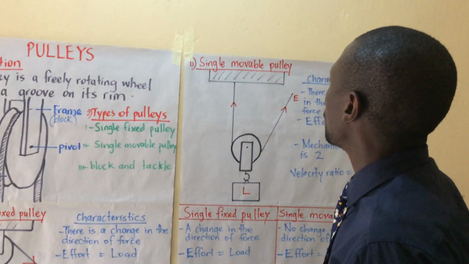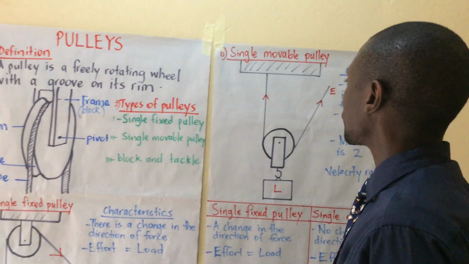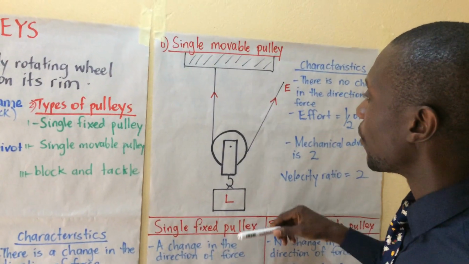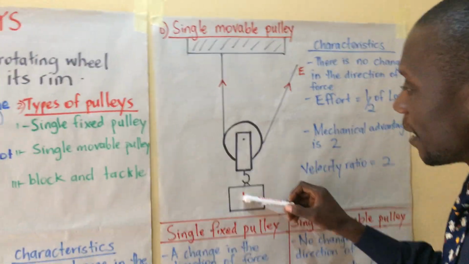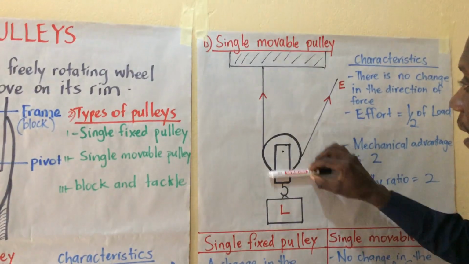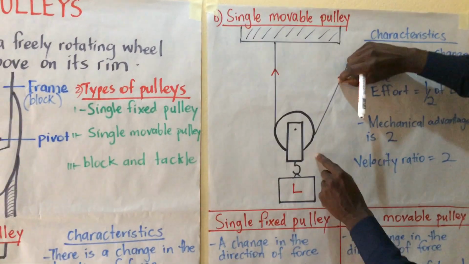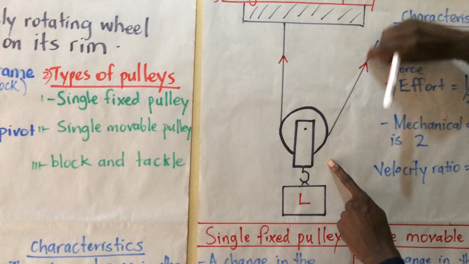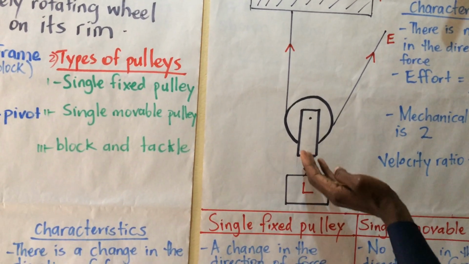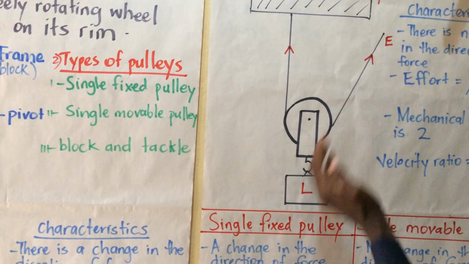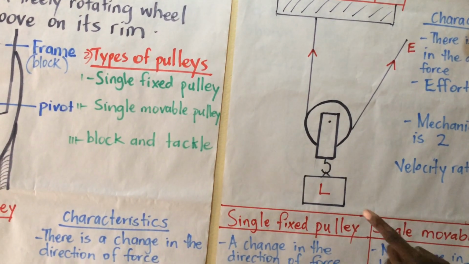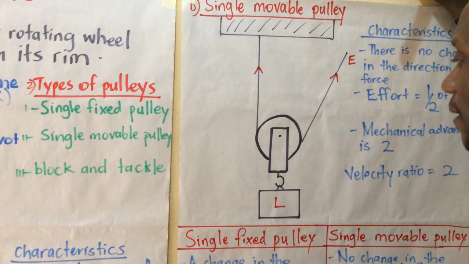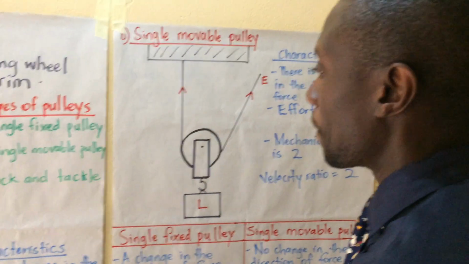Then we move to the single movable pulley. It's called single movable. It's single because it's only one. Then it's called movable because it keeps moving. When you are pulling this side, the load goes with the pulley itself. So it's movable. The load keeps moving up and down. Yet with the first one we looked at, the pulley was fixed in one position.